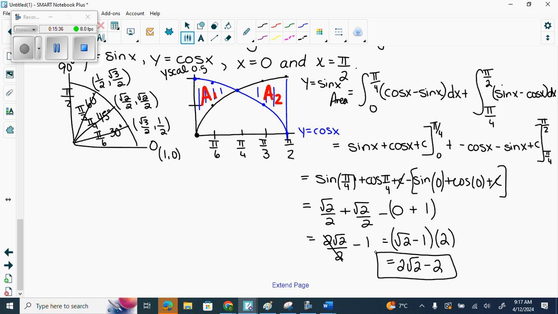If they had cut it off at like pi over 3, you can't do that, correct? Because then they're not symmetrical. It's only because the actual sine and cosine graphs are symmetrical about it.